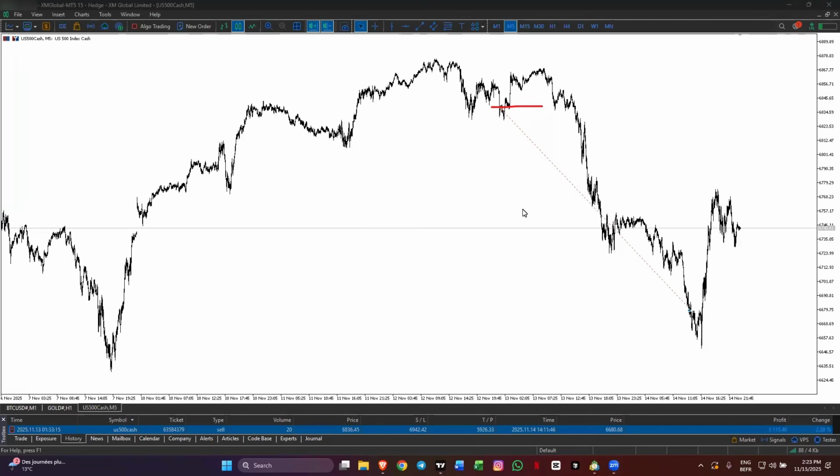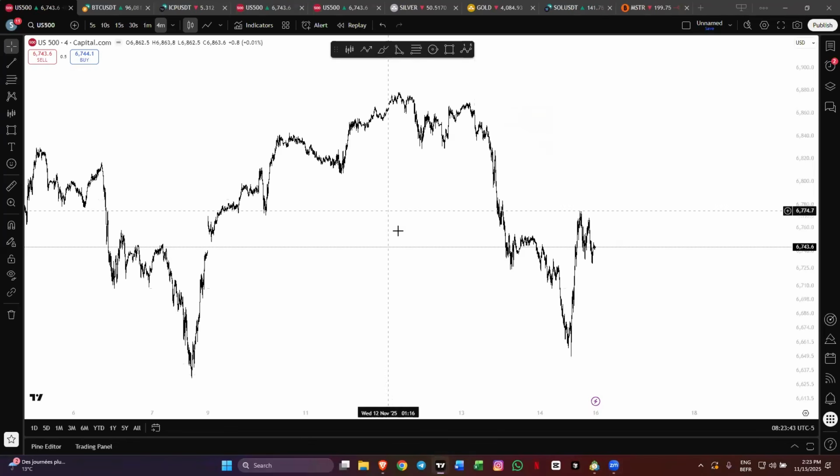We have a short position from this level. Our take profit was right here and our stop loss was at this level right here. We have made $3,100 on this trade. Of course, this is a live account on XM. So let's go to TradingView to understand the reason behind this execution.